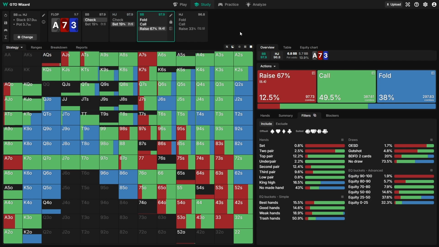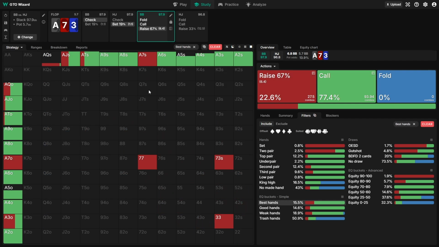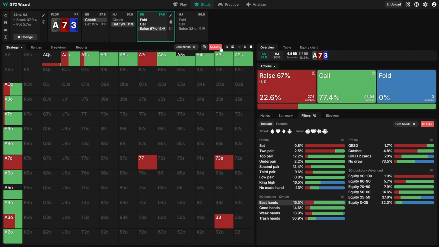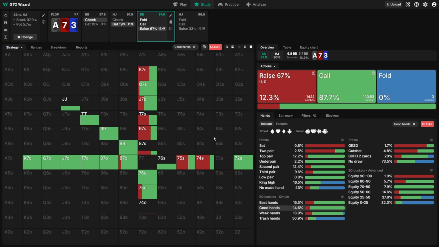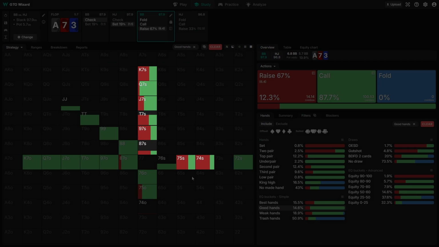Our response is a little bit more polar. Our value range for raising here is going to be essentially most of our 2-pair plus, and then a lot of our strongest ace-x hands up in this area over here. We're also going to have a little bit in the way of some good hands here. You can see that the 7x that is going to need some denial is going to be raising quite a bit here, which is also quite interesting.